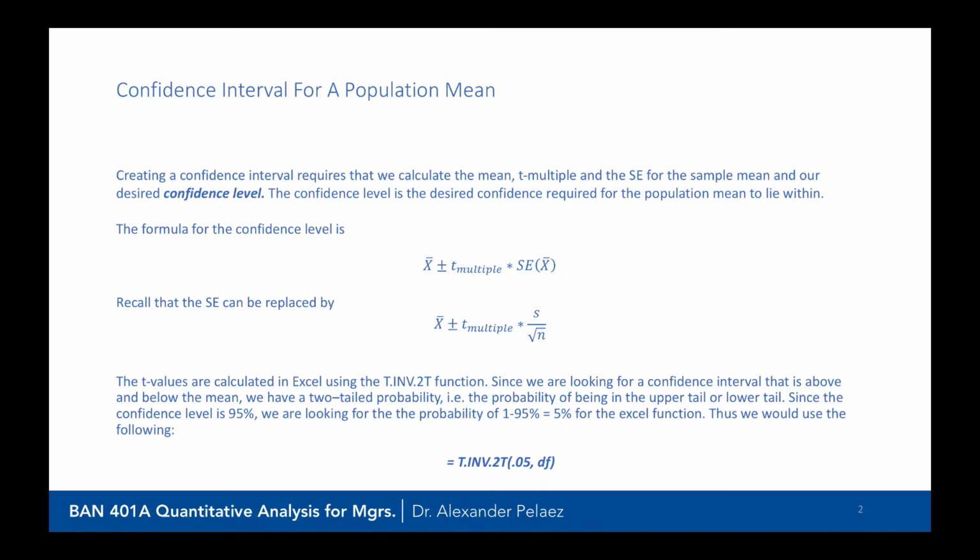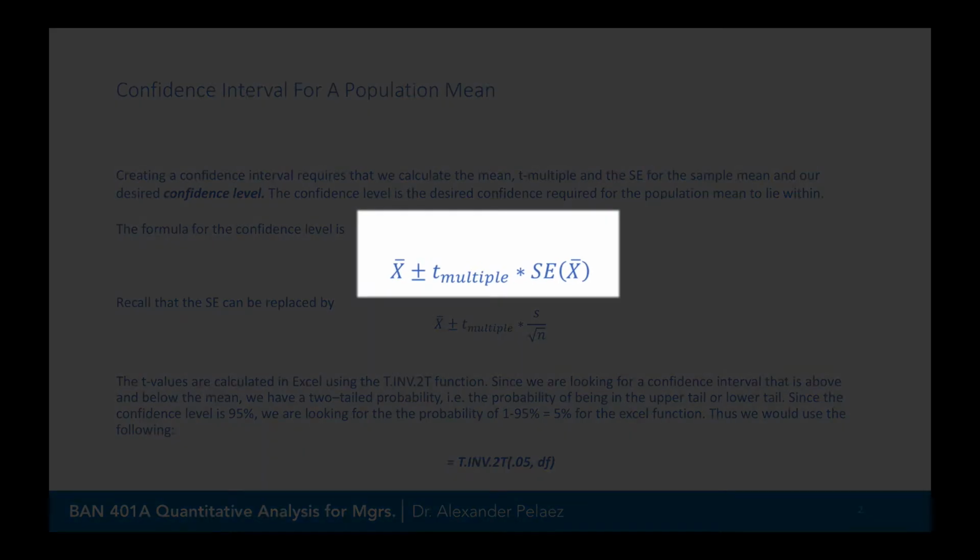The confidence level is the desired confidence required for the population mean to lie within. So for example, we want a 95% confidence level or a 90% confidence level. Our formula is given by the following. It's the x bar, which is our sample mean, plus or minus the t-multiple times the standard error of the sample mean.